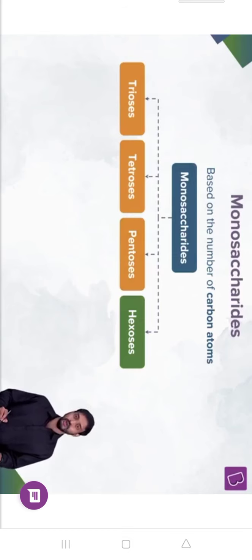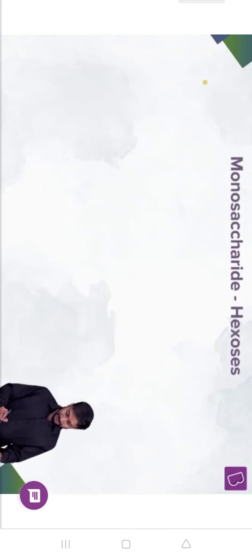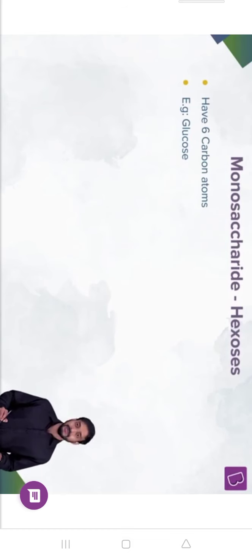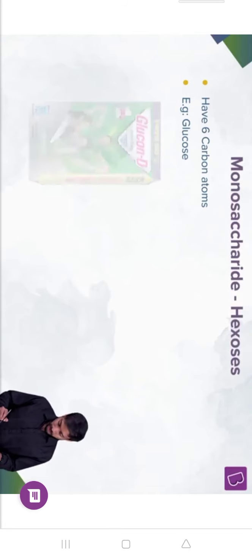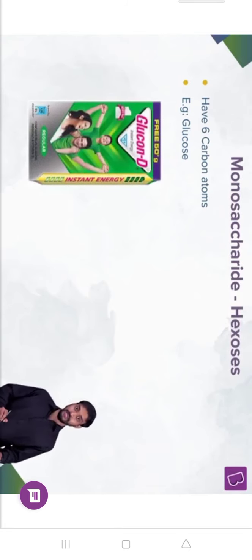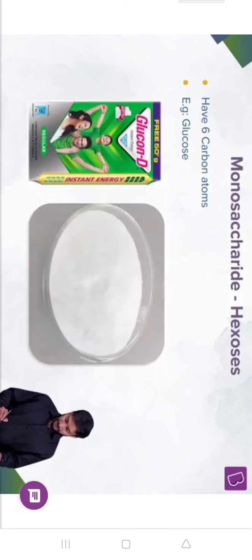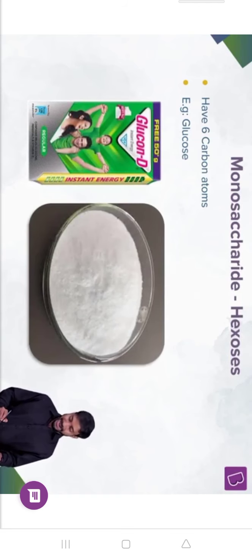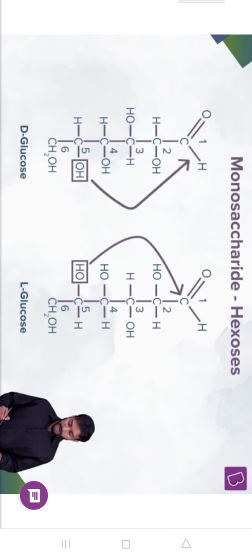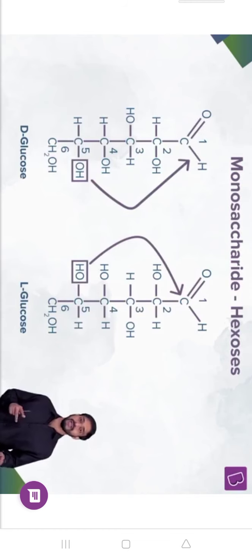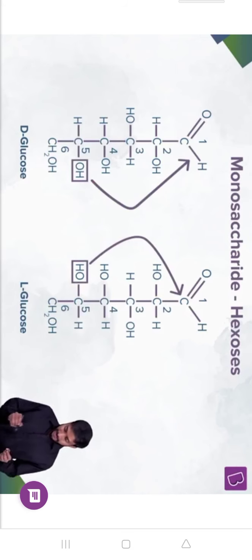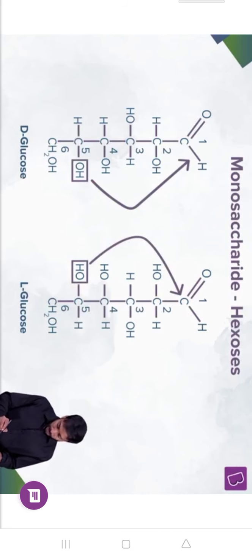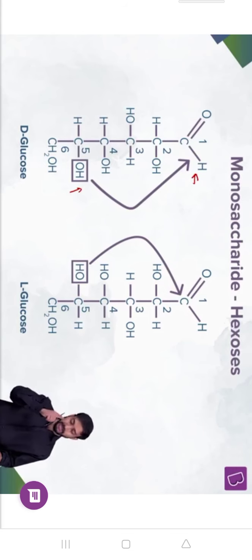Now hexose is, of course, 6 carbon atoms. Very common example, the glucose. Glucose D. See, this is glucose D, and now let me show you how the linear structure transforms into the cyclic structure. Okay, see here. There's an attack which happens between this OH and here, at the first carbon and from the 5th carbon.